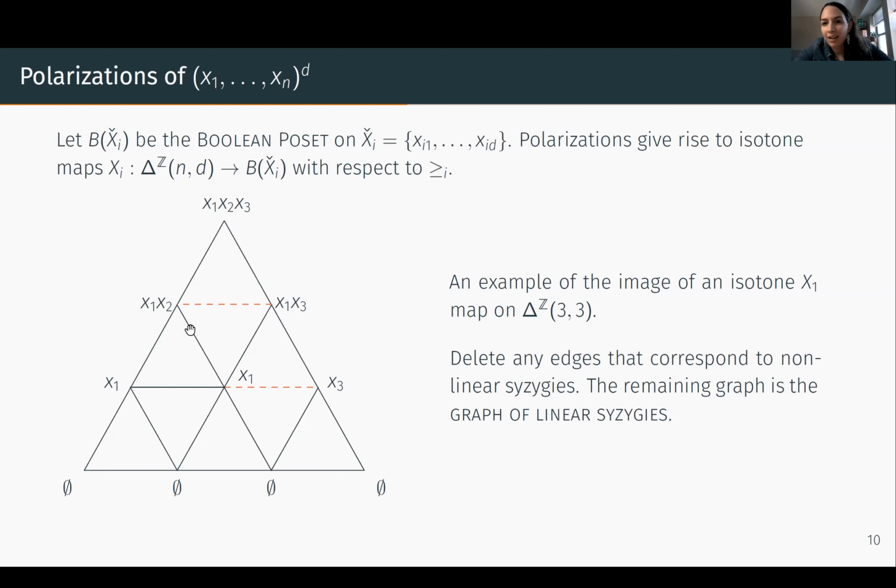So now that I've separated out all of the powers so that everything is square free, they're not going to have a linear syzygy between them anymore, because now they differ by y and z, but they also differ by one of the x variables. So there's no longer a linear relation between these two. So I'm going to delete this edge.